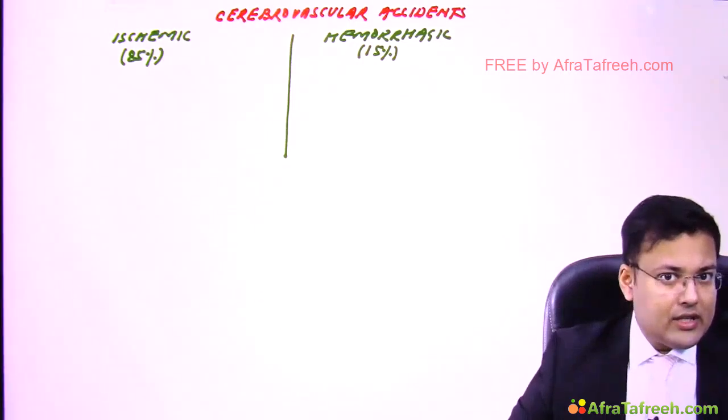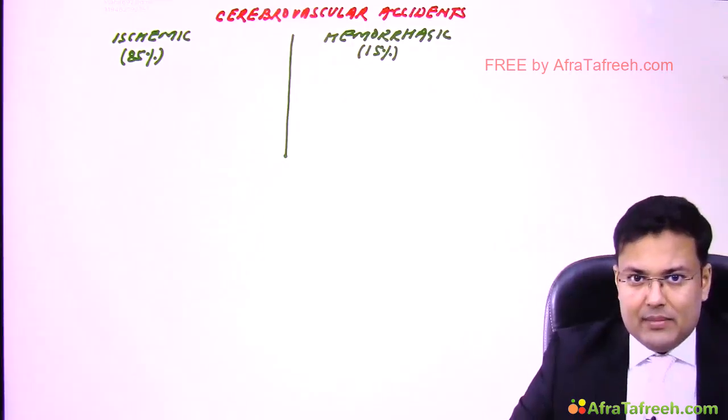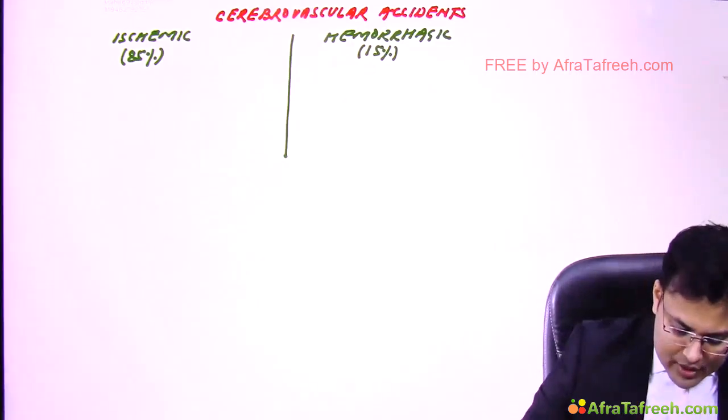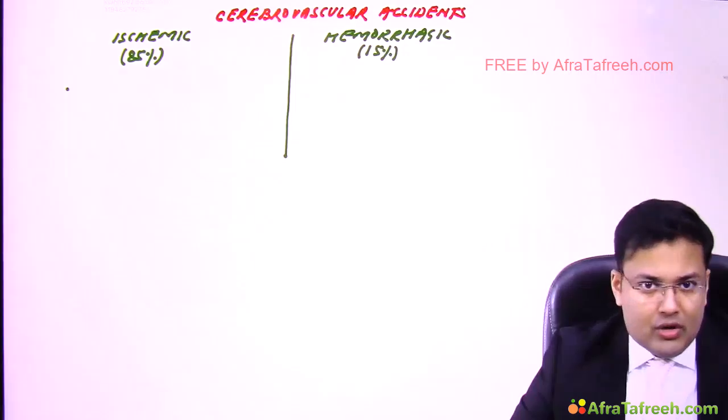In ischemic causes, so out of ischemic causes, for 75% cases, embolic occlusion is responsible, and for 25% cases, thrombotic causes.